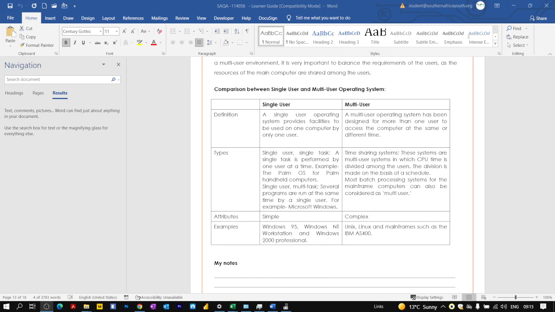The last thing we'll look at in this particular topic is the comparison between single user and multi-user operating systems. It's obvious, as I told you, that Android on your phones and Windows on your computers are single user multitasking systems. I did explain that because they can do many tasks at the same time, and those are the ones we are mainly familiar with.